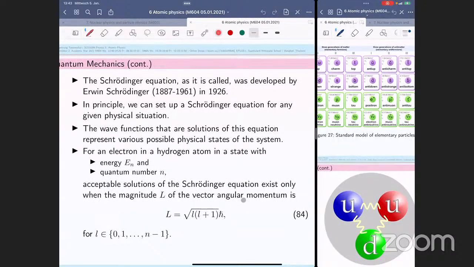Yes, the Schrödinger wave equation is developed by, as the name suggests, Erwin Schrödinger. He's a physicist from, I think, Austria or something like that. And then he lived also in Ireland, so he got two citizenships, both Austrian and Irish, I think.